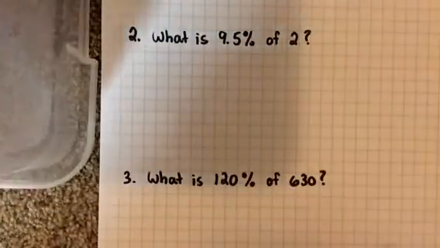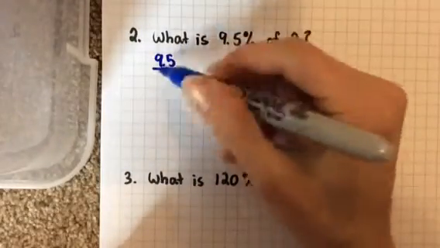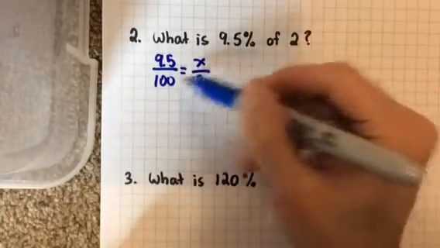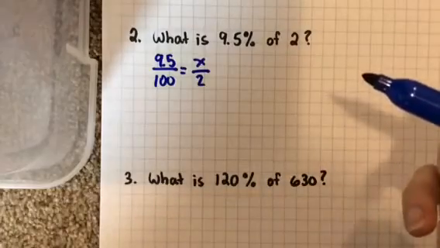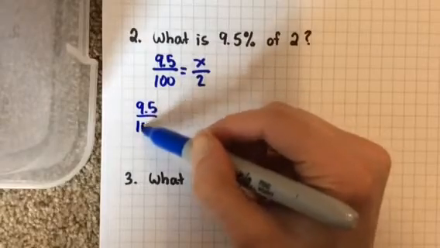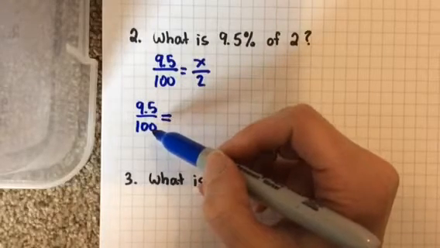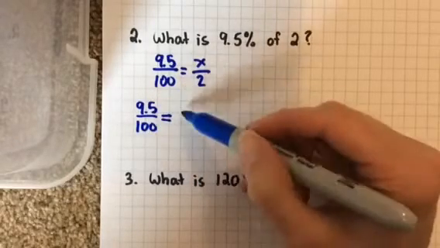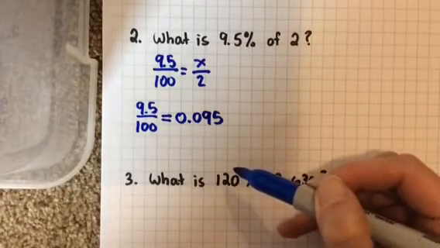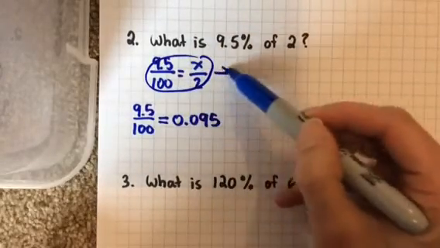You can solve this second problem the same way. You could say that 9.5% means 9.5 out of 100. How much is that out of 2? And then cross multiply and get the same result. I'm going to take a different approach this time. I'm going to turn 9.5 out of 100 into a decimal by dividing 9.5 by 100. When I divide 9.5 by 100, I get 0.095.